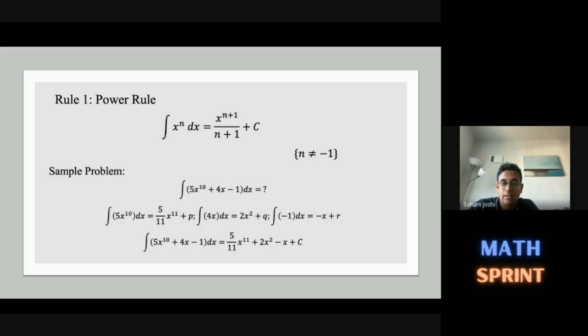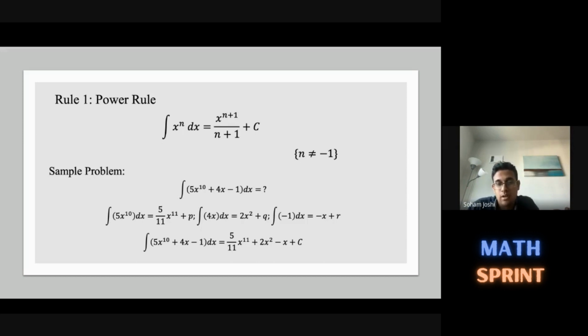Then integrate 4x. 4 is a constant. Think of x as x to the power of 1. So using the formula, we find that the integral of x to the power of 1 is x squared by 2. Multiply that by 4 and you get 2x squared. Again, here, q is a constant of integration.